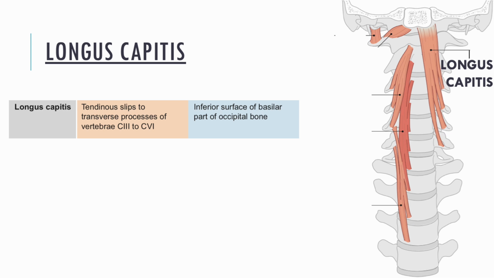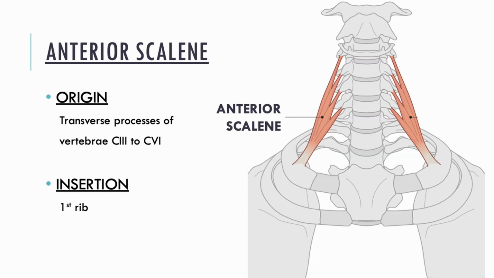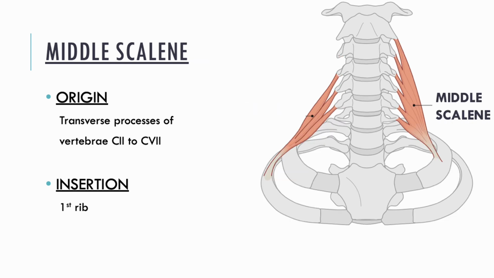The longus capitis is an anterior prevertebral muscle. You will see it from the base of the skull up to the C6 vertebral level, and it lies just anterior to the vertebral body. The longus colli is again an anterior prevertebral muscle. Radiologically, again, it lies anterior to the vertebral body, and it is medial to the longus capitis. Coming to the scalene muscles, you have the anterior, the middle, and the posterior scalene. These are the lateral prevertebral muscles.